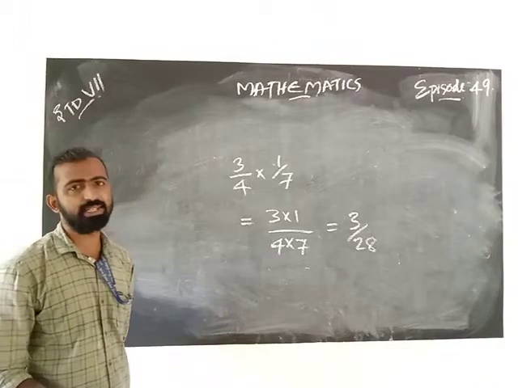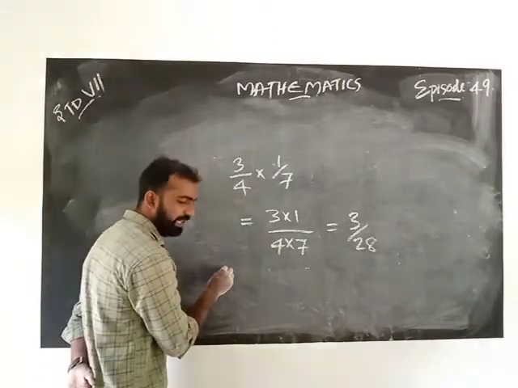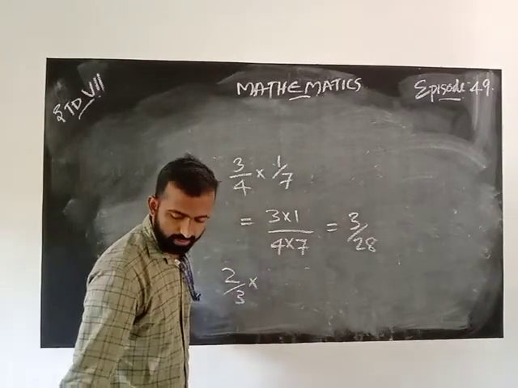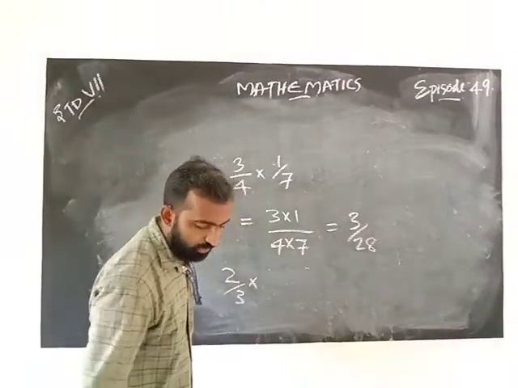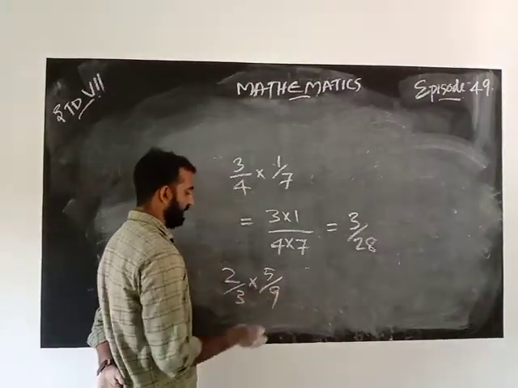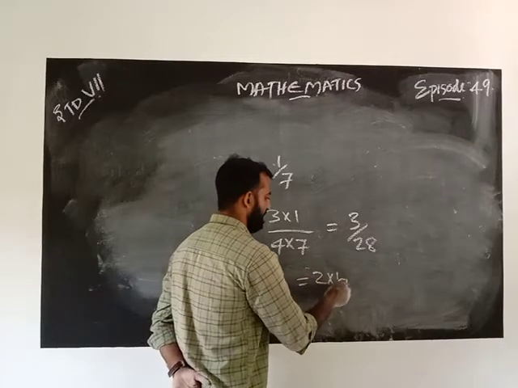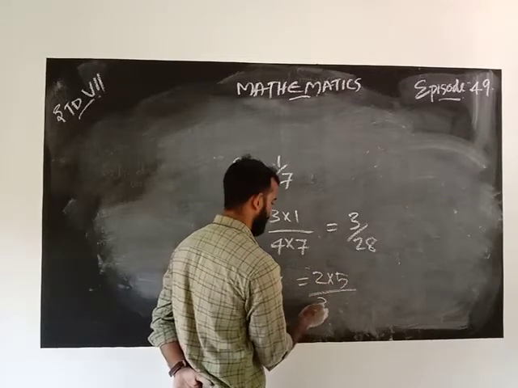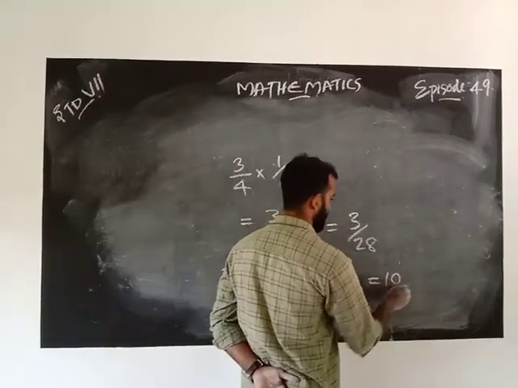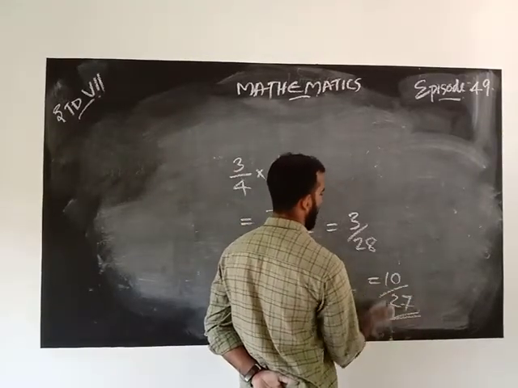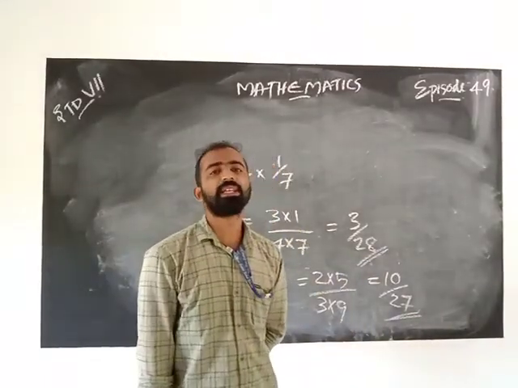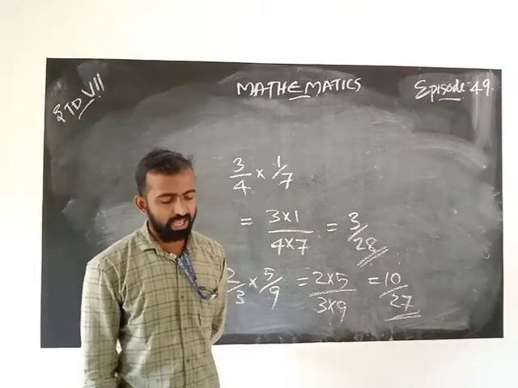And the second try this: 2 by 3 into 5 by 9. That is 2 into 5 divided by 3 into 9. That is, we get the answer as 10 by 27. That is the answer.